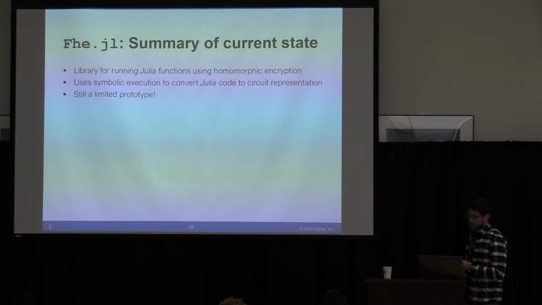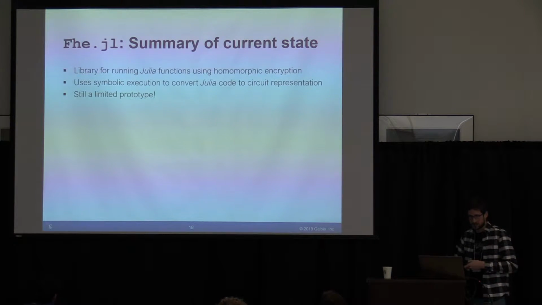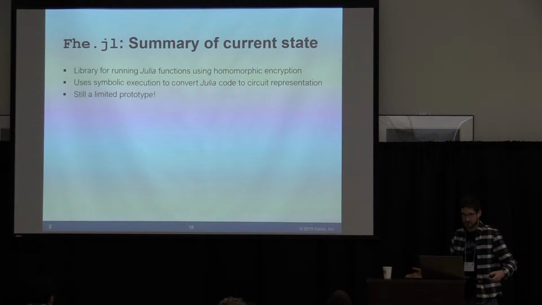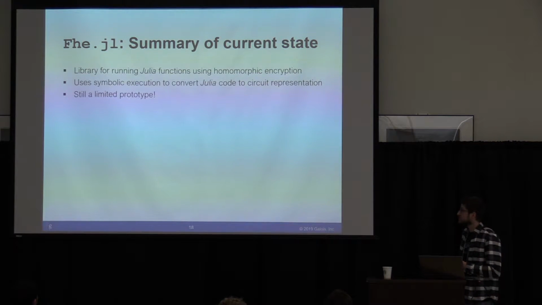Just to summarize what we've done thus far, we have a Julia library for running functions using HE, and the key way we do that is symbolic execution. One thing to note, this is a limited prototype. It works for those examples I showed, but we haven't made sure it works for all of Julia, so it's still a beginning prototype.